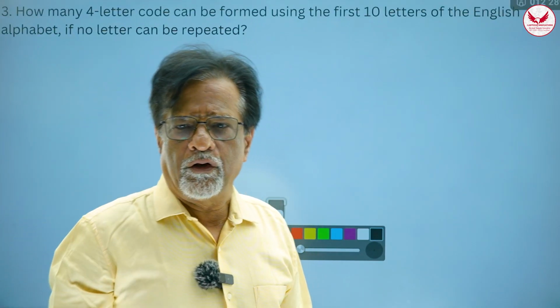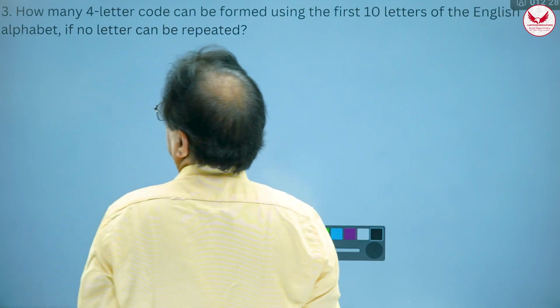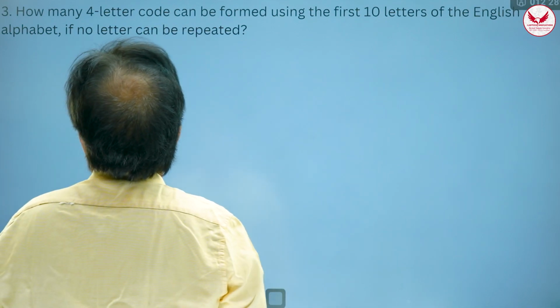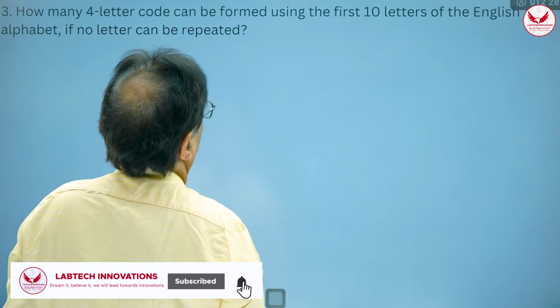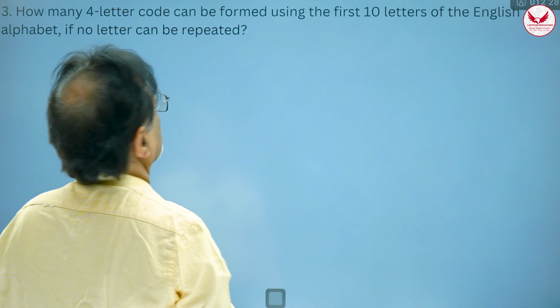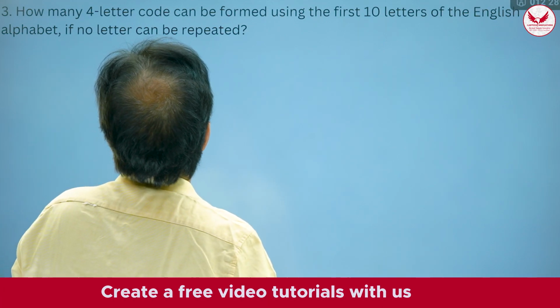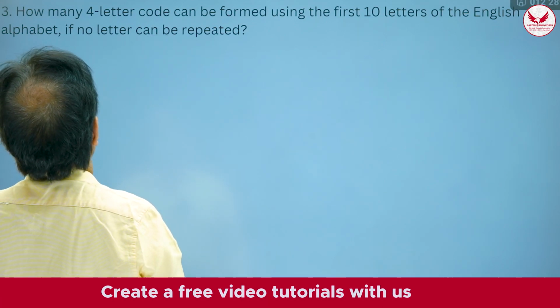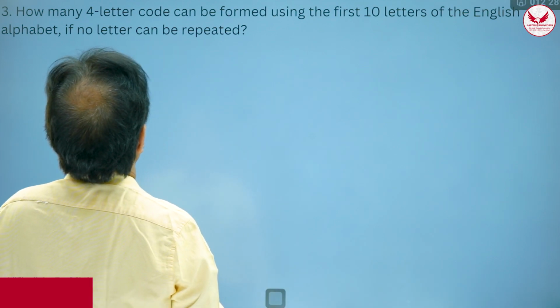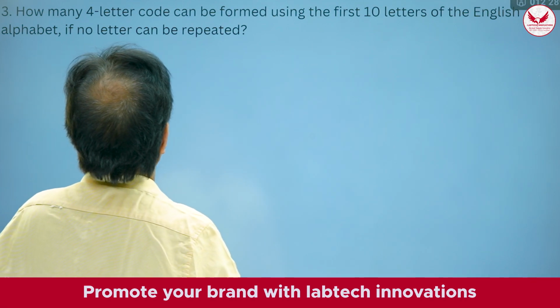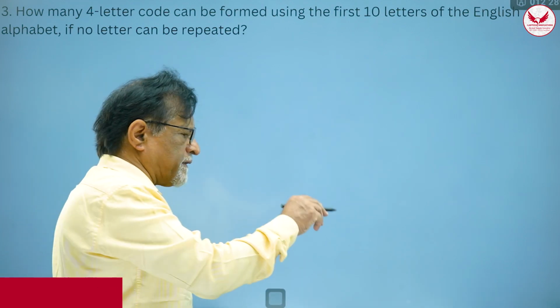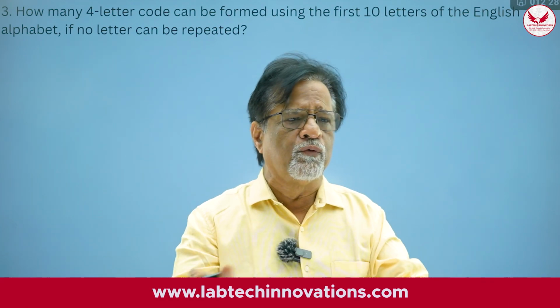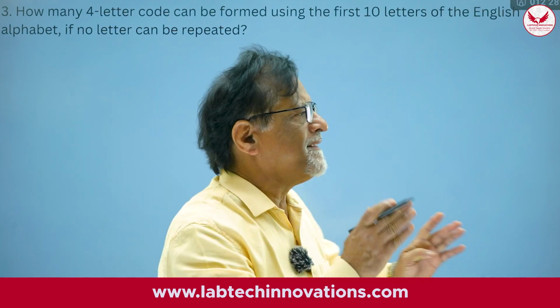Okay, friends, continuing with our exercise 6.1, problem number 3. Now here again, we have: how many 4-letter codes can be formed by using the first 10 letters of the English alphabet if no letter can be repeated? Let us understand the question properly. A 4-letter code is to be formed, which means we have to do 4 jobs simultaneously.